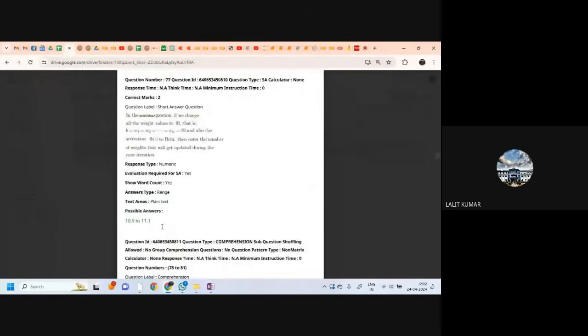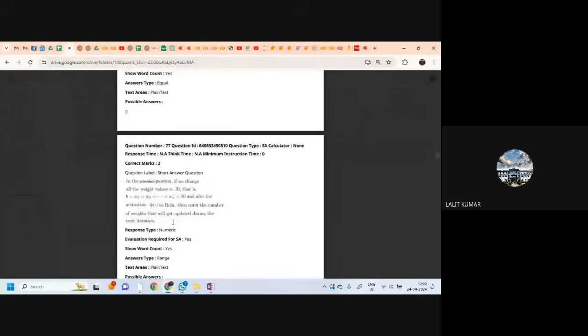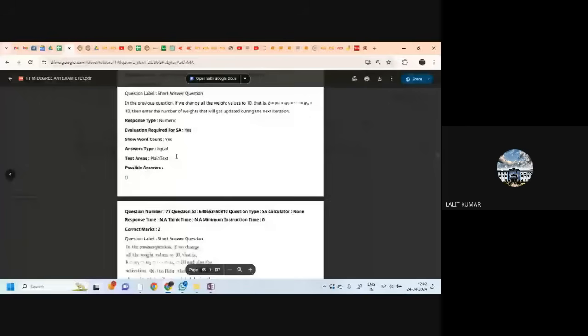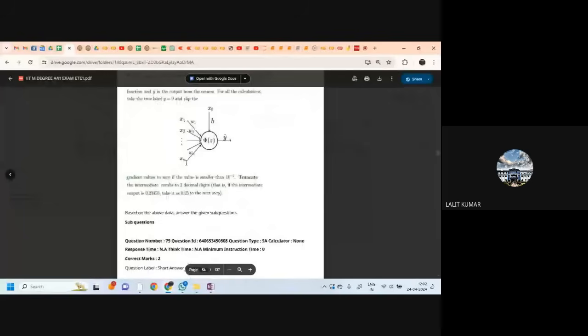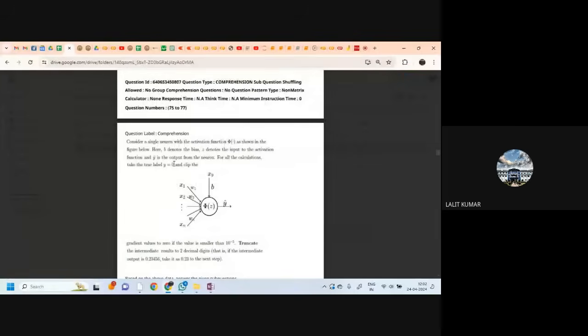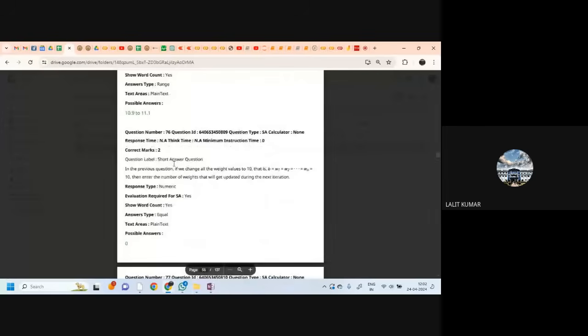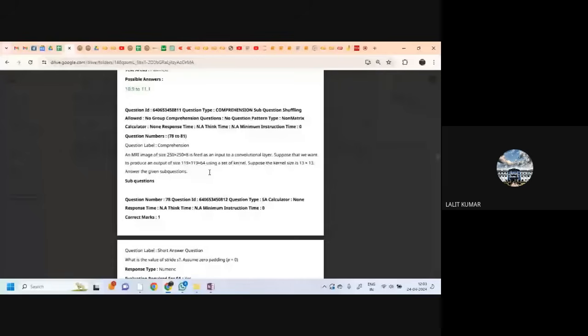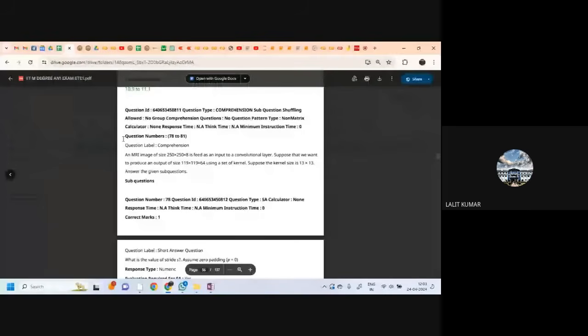Yeah. So this second question again has some problem. I think here by mistake they have written y is equal to 0. For these three answers to be correct, y has to be 1. We go to the next question. An MRI image. This we have done.